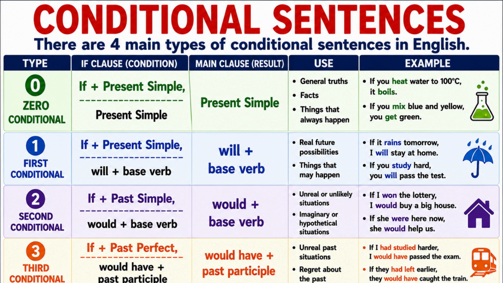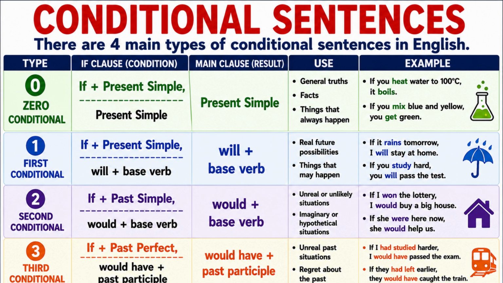Negative. If plus subject plus did not plus base verb, subject plus would not plus base verb. Examples: If I didn't have work, I would go with you. If she didn't live far away, she would visit us. Questions. What would plus subject plus do plus if plus past simple? Examples: What would you do if you won the lottery? Where would you live if you could choose any country? Who would you invite if you had a big party?